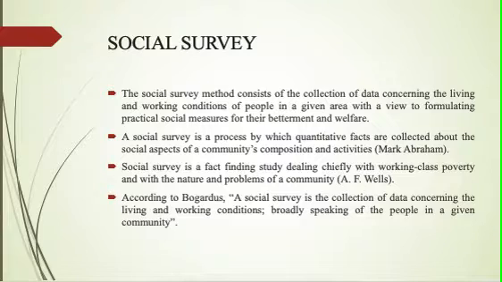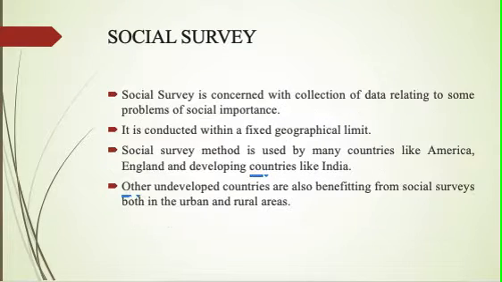Next, a social survey is a fact-finding study dealing chiefly with working class poverty and with the nature and problems of a community. It was given by A.F. Wells. According to Bogardus, a social survey is the collection of data concerning the living and working conditions, broadly speaking, of the people in a given community. Social survey is concerned with collection of data relating to some problems of social importance. It is conducted within a fixed geographical limit.